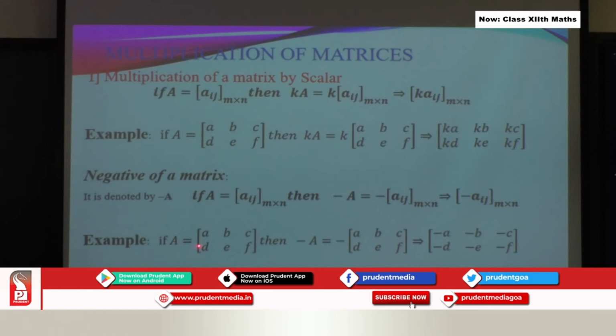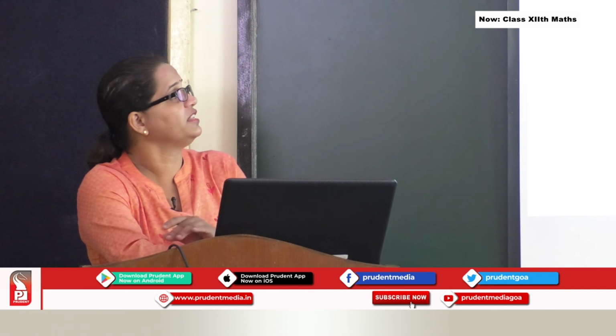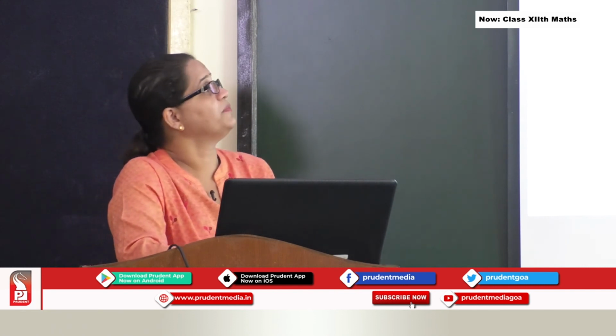Now look at the example over here. I have matrix A, the similar matrix I considered earlier, and I am finding the negative of the matrix. So I am multiplying negative 1 in place of K here. What happens? See, all the elements are negative elements over here. Fine. So let's proceed further. Let us talk about examples here.